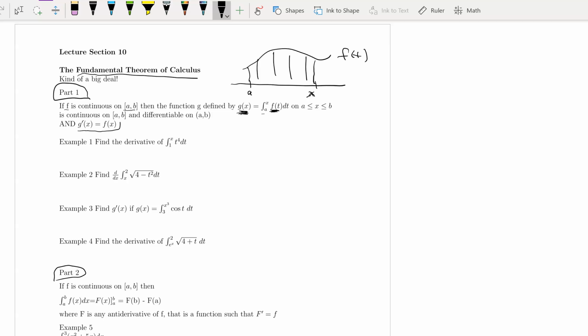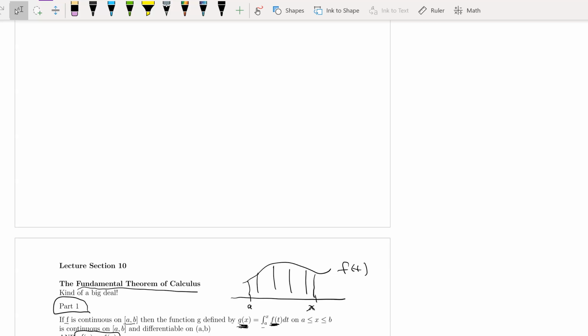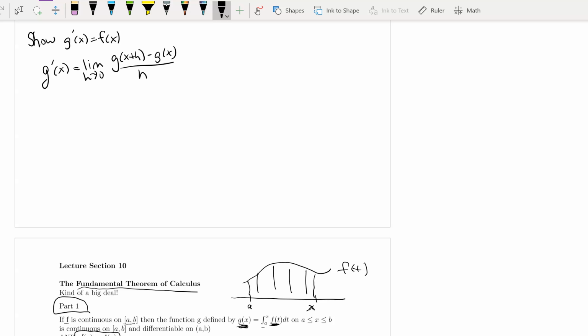Okay, so what I need to prove is that the derivative of g is f. The derivative of g is f. Okay, so let me come up to this page up here, because it's blank up here, so I'm going to show the derivative of g is f. So let's go back to the definition of the derivative. The definition of the derivative, and I'm going to do it with g, is the limit as h goes to 0 of g of x plus h minus g of x, all over h.